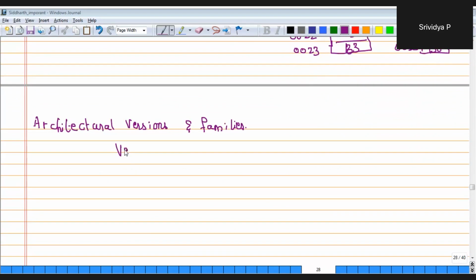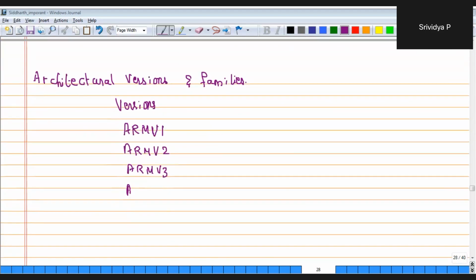ARM has many versions and it starts with ARM 1, we have ARM2, so we can call it ARM V1. V stands for version. ARM V1, ARM V2, ARM V3, ARM V4, ARM V5, ARM V6, ARM V6M, ARM V7. We also have ARM V7M.